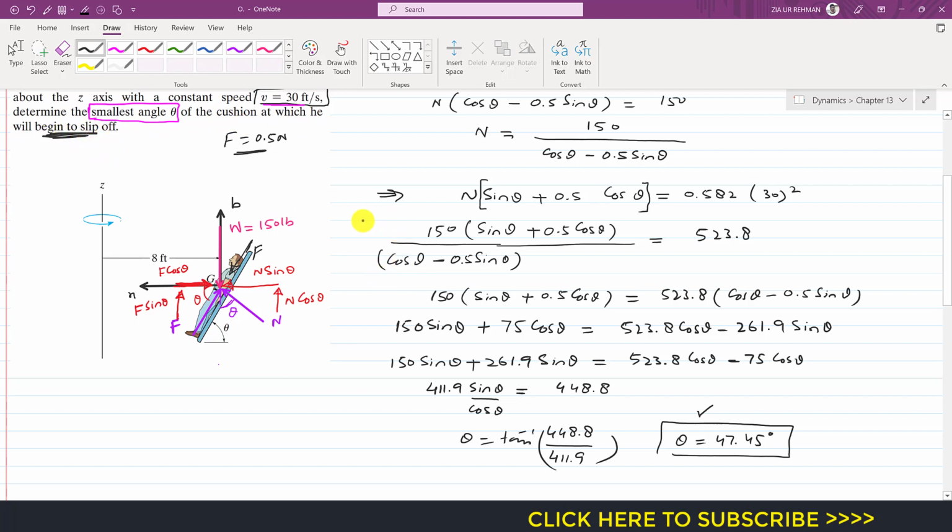So this is the solution of these two problems. I hope you would have understood the solution method for these two problems.